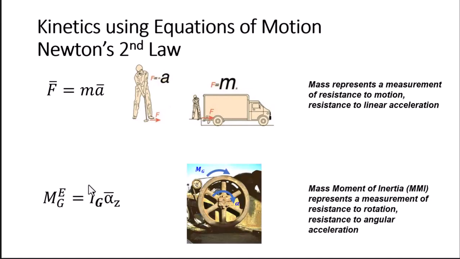The concept of mass moment of inertia has a similar representation, but for rotation. It represents a measure of resistance to rotation, or resistance to angular acceleration. If the mass moment of inertia is very big, it will require a very big moment to be able to produce a big angular acceleration.